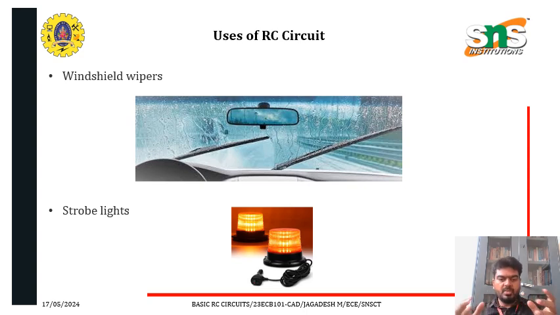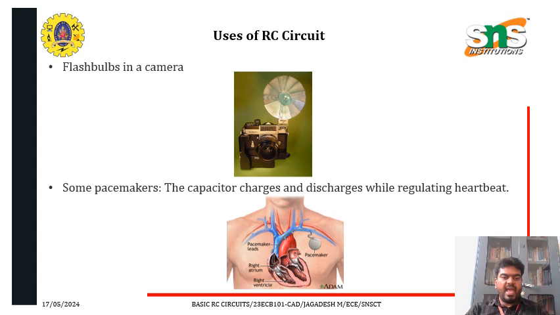The strobe light is a very dim light which is powered by the RC circuit. And the flash bulbs in old cameras were used to light up the environment so that we could take photos clearly. In the olden days we used flash bulbs in cameras.